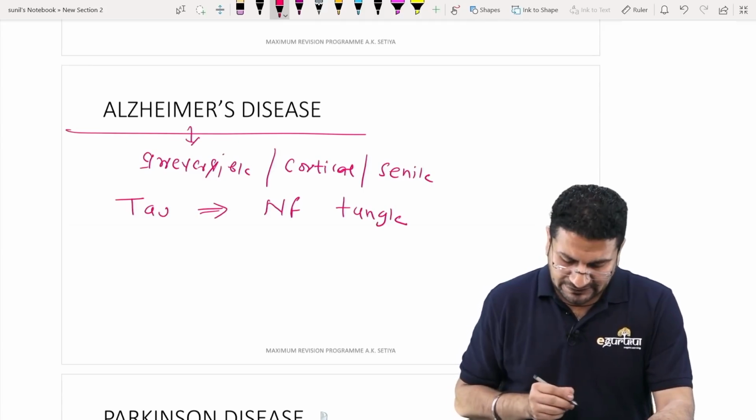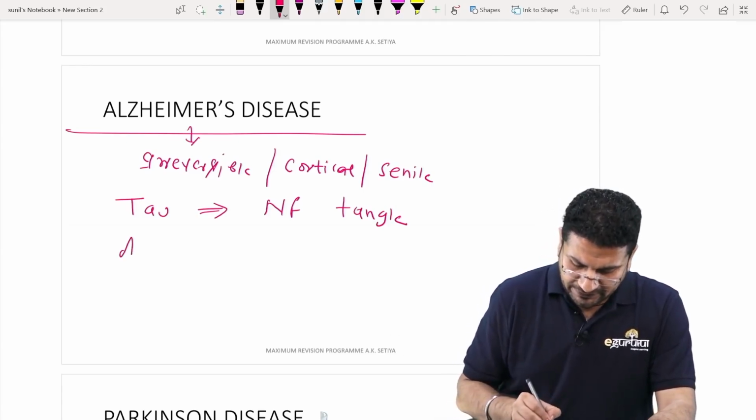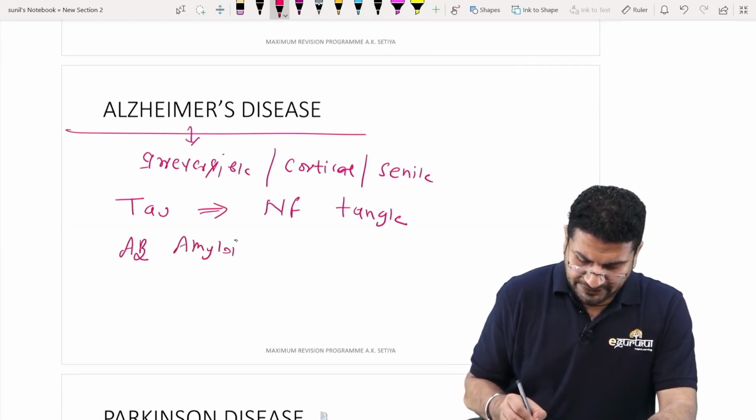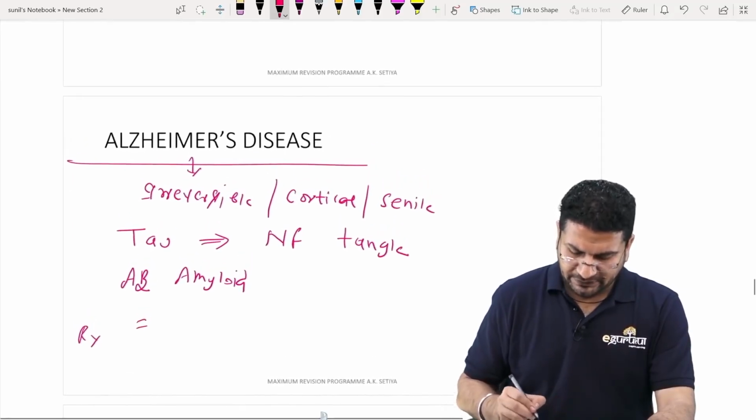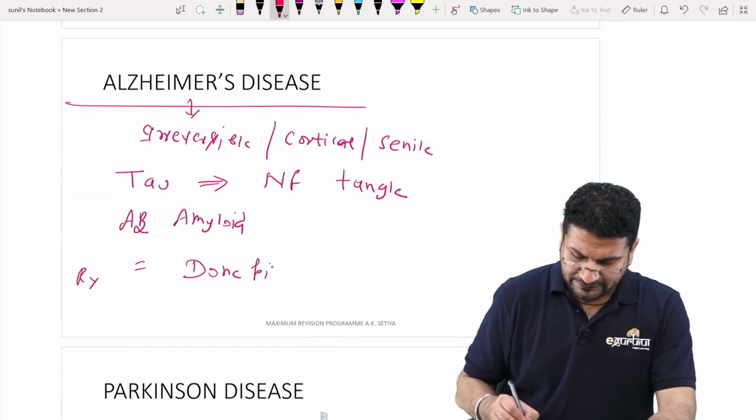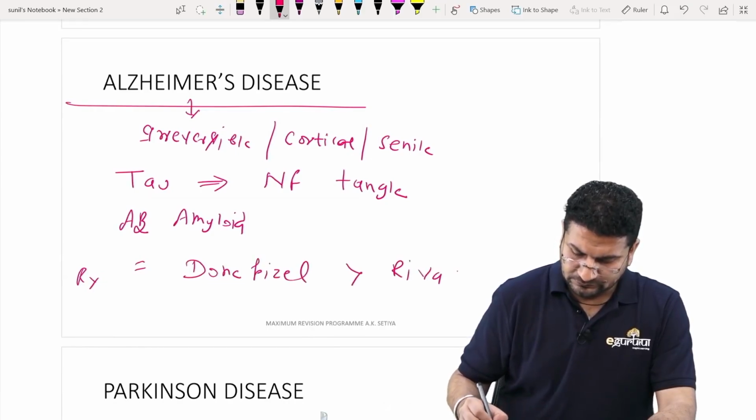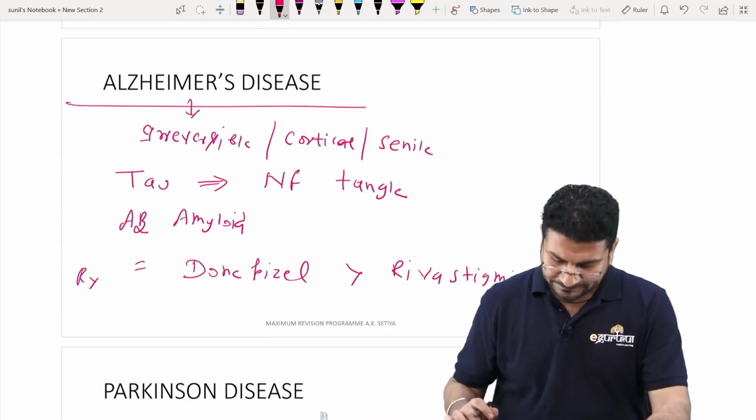So what we say is, in Alzheimer's disease, you will see neurofibrillary tangles. There will be A beta type of amyloid. And if I say the most preferred drug, we have donepezil followed by rivastigmine. We can also use galantamine, memantine. Tacrine is no longer considered because of hepatotoxicity.